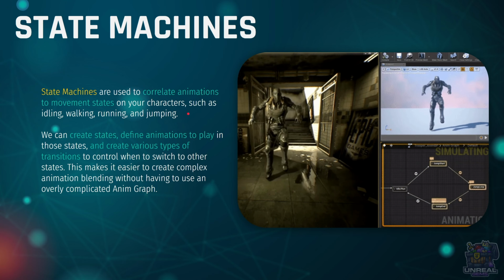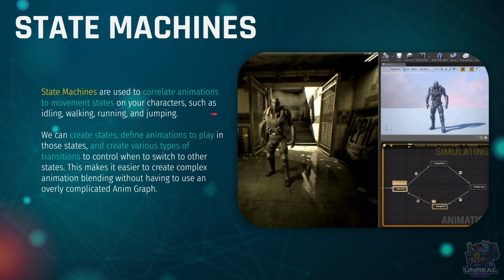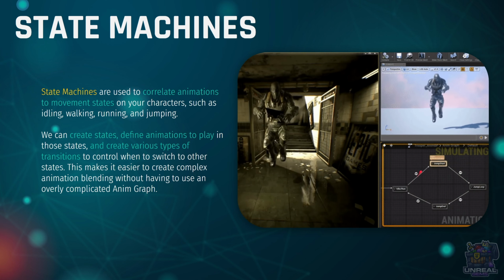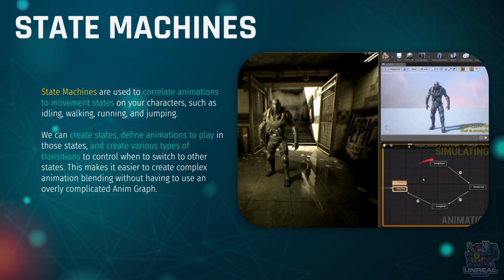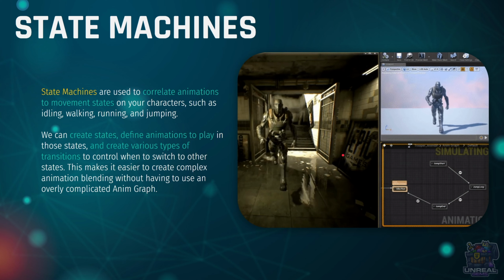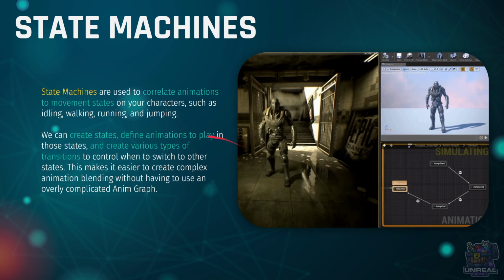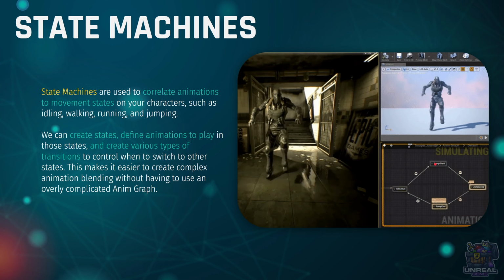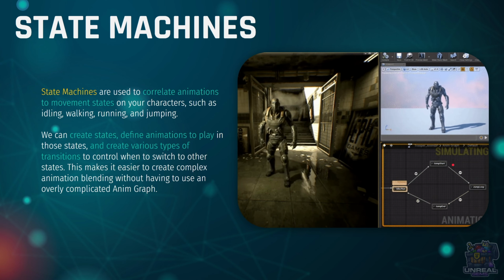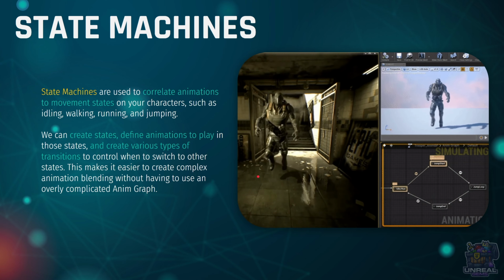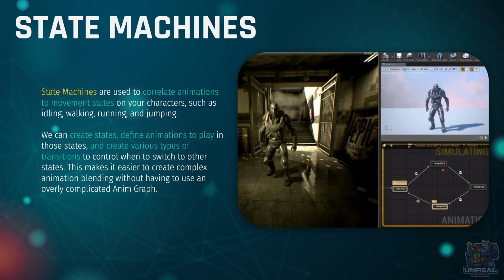Let's go. Okay, so next up, we have state machines, which are a way of switching between animations and between states, depending on the movement of our characters. We can create states, create transitions. In those states, we can place animations, blend spaces, and whatever we want. This will make it easy to switch between different states, different animations, like we see here, for example.